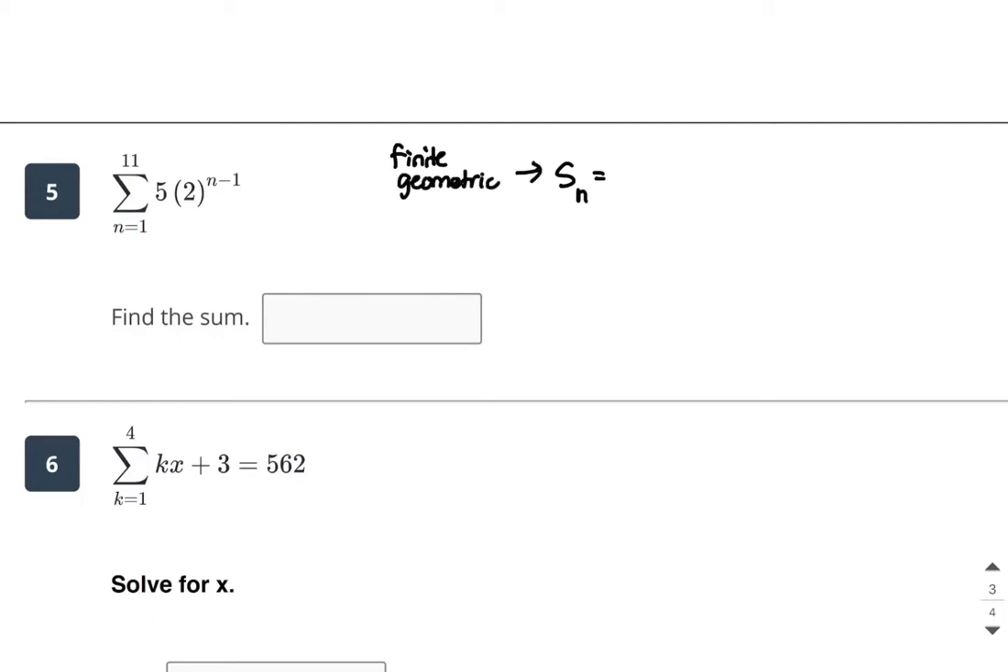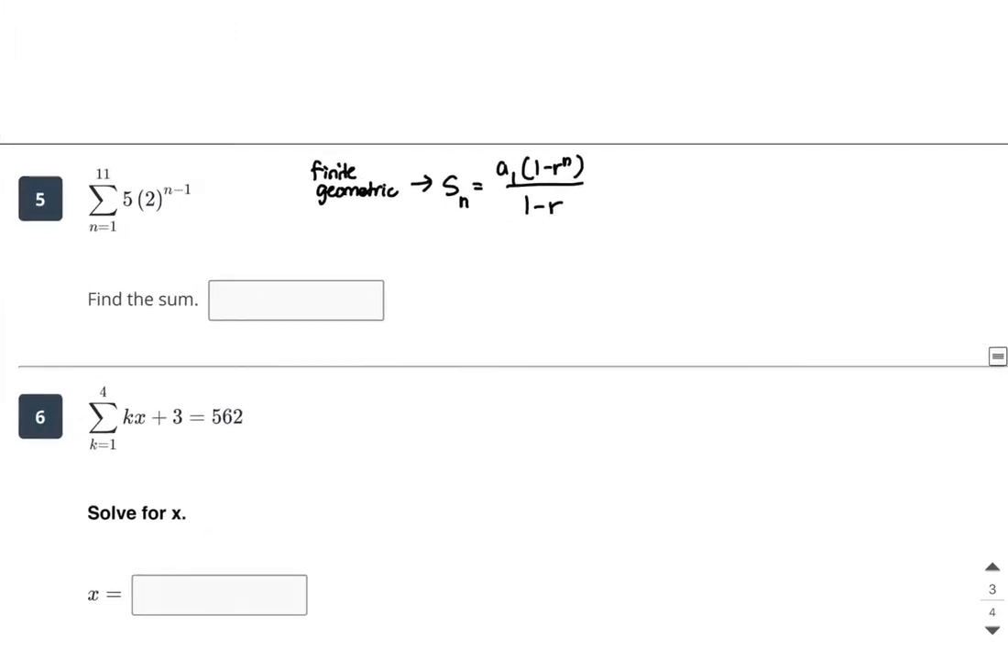So I know the formula that I'm going to use when I have a finite geometric series is S sub n is equal to a sub 1 times 1 minus r to the nth power all over 1 minus r. And I already know what r is. R is the common ratio. So r is equal to 2, and I know the first term already. A sub 1 is equal to 5. Is there anything else I need to know? Yes, I need to know n. N is the number of terms, how many terms I'm adding up, starting with the first one, and that is 11.